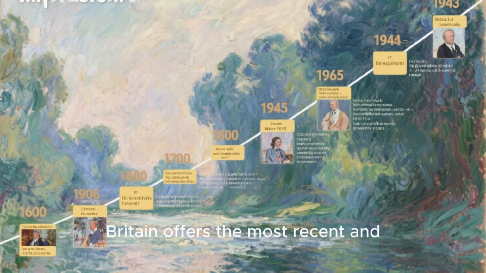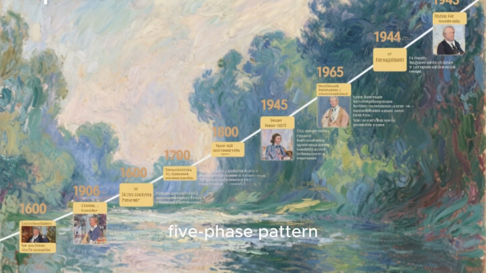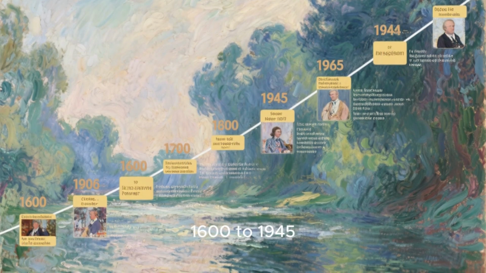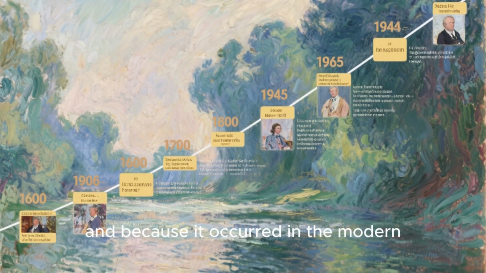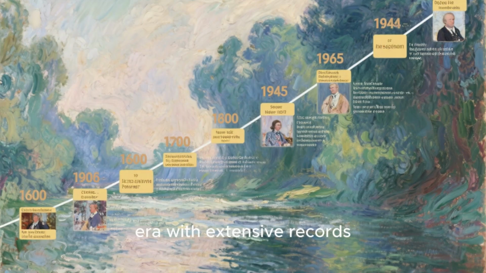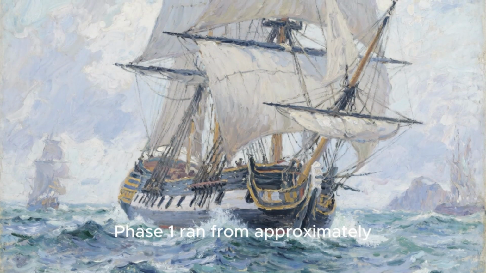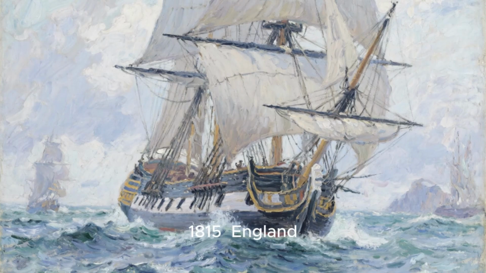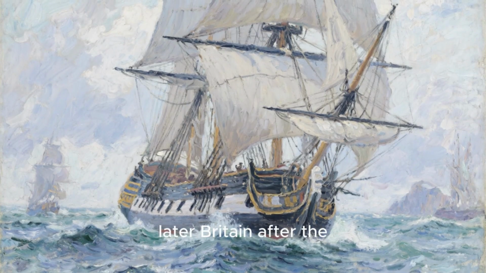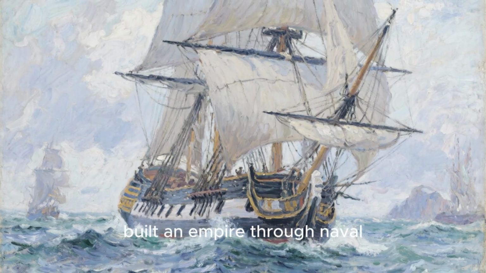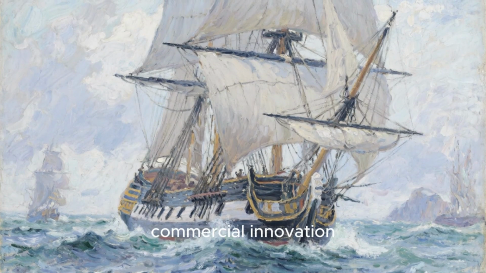Britain offers the most recent and best documented example of the 5-phase pattern. The British Empire lasted from roughly 1600 to 1945, and because it occurred in the modern era with extensive records, we can track the pattern with precision. Phase 1 ran from approximately 1600 to 1815. England, later Britain, after the 1707 union with Scotland, built an empire through naval dominance and commercial innovation.